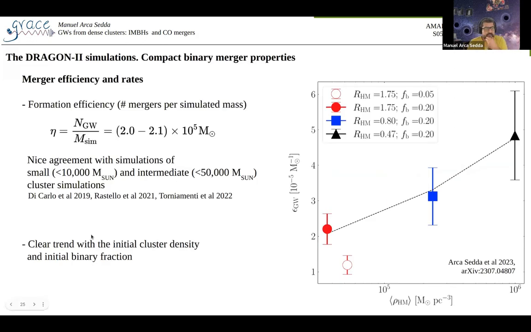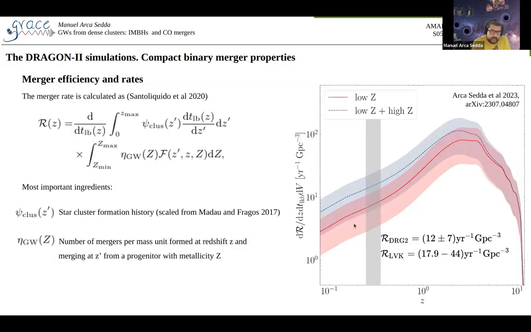And finally, we computed the merger rate. So first we tried to find some relation between the merger efficiency, so the number of mergers per mass unit, and the cluster properties. For example, we show here the initial density of the cluster and this merger efficiency. And you see that the denser the cluster, the larger the amount of mergers that occur. And also, we show here the so-called number binary fraction, which is slightly different from the binary fraction. And we can see that keeping exactly the same cluster structure, going from a smaller amount of binaries to a larger amount of binaries increases the number of mergers as well. So this highlights the importance of the choice of initial conditions in understanding better how compact binaries can form and merge in dense star clusters.